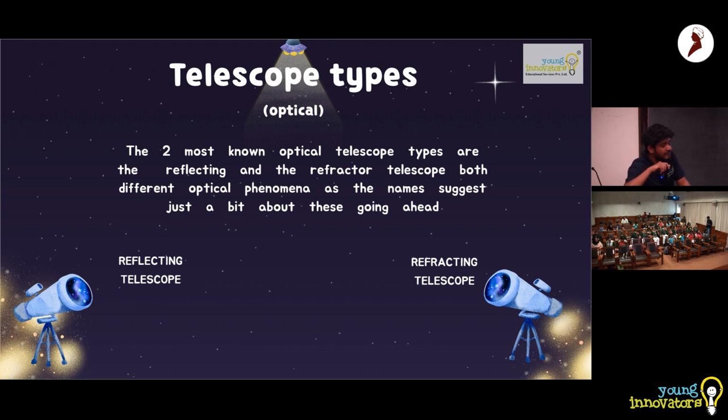What about a reflecting telescope? It reflects the light. Good. How can light being reflected make the objects bigger?